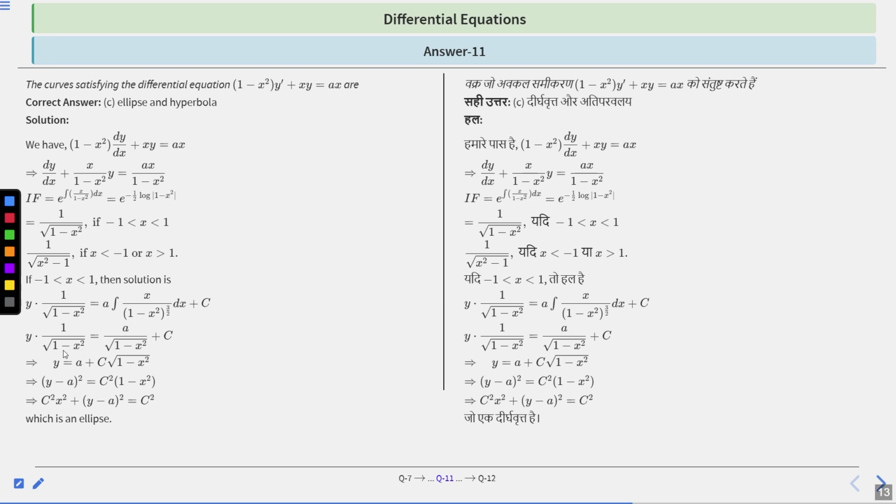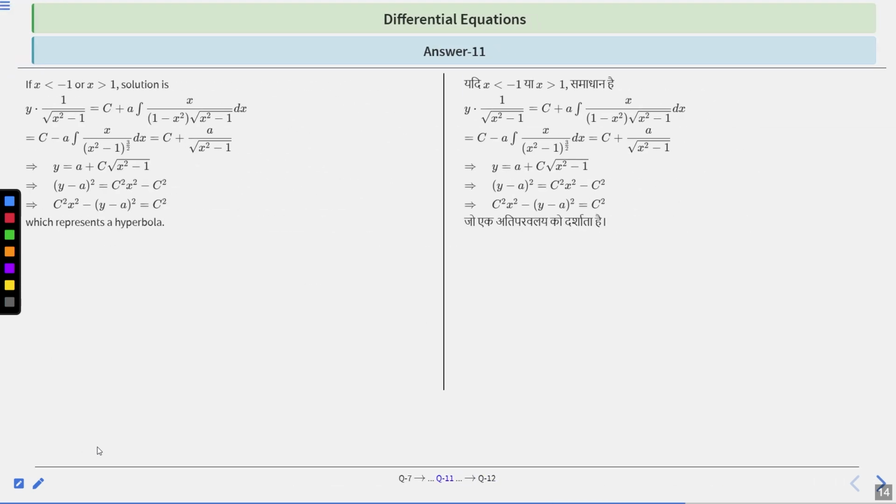Therefore, you will get the solution as y · 1/√(1 - x²) = a/√(1 - x²) + c. Now, after proper simplification, you will get y = a + c√(1 - x²). Therefore, (y - a)² = c²(1 - x²). Therefore, c²x² + (y - a)² = c², which is an equation of an ellipse. Clear?